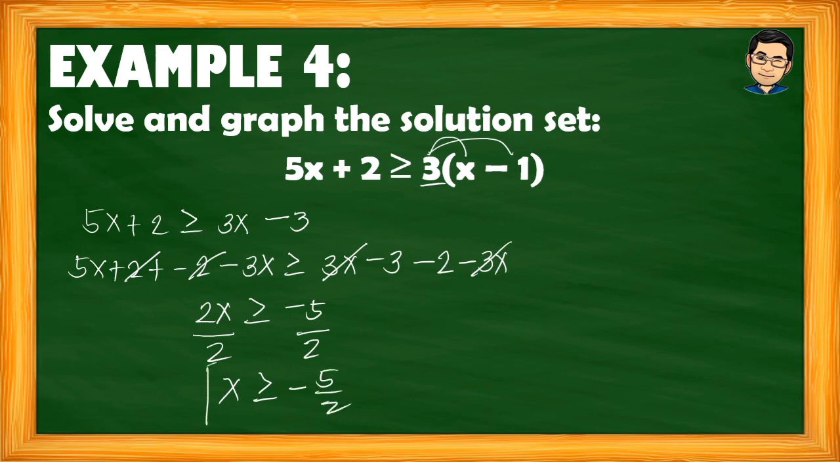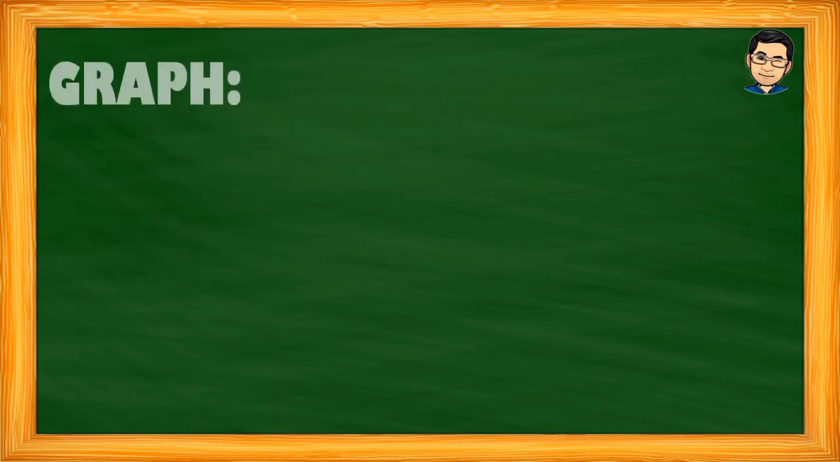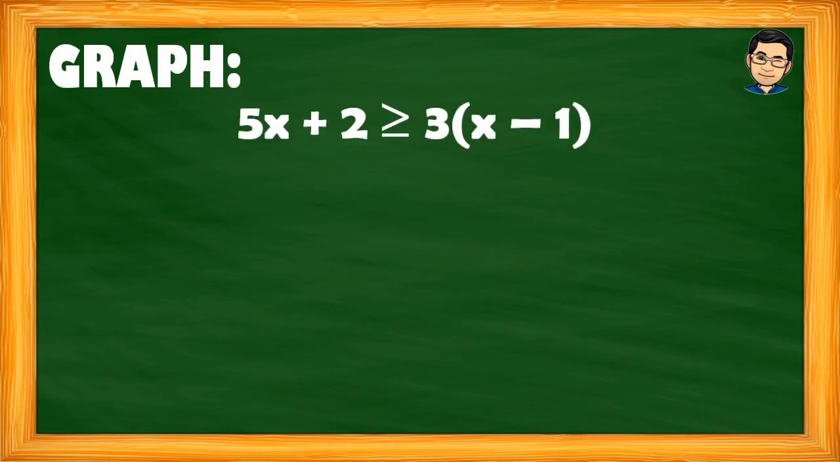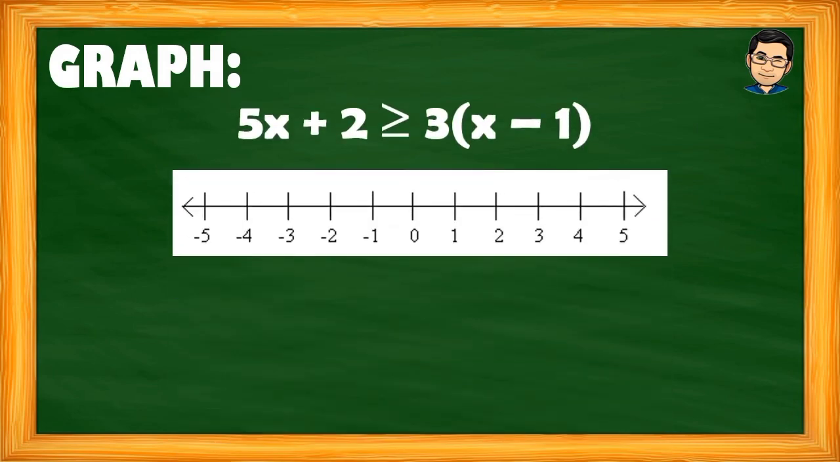Ito po yung kanyang solution set: x is greater than or equal to negative 5 over 2. So, let's graph. Yung solution natin kanina is x is greater than or equal to negative 5 over 2. Meron na siyang equal sa baba, therefore close circle po siya, ibig sabihin, isa-shade natin yung circle. Locate natin yung negative 5 over 2. Nasa pagitan po siya ng negative 3 and negative 2, sa pinakagitna.